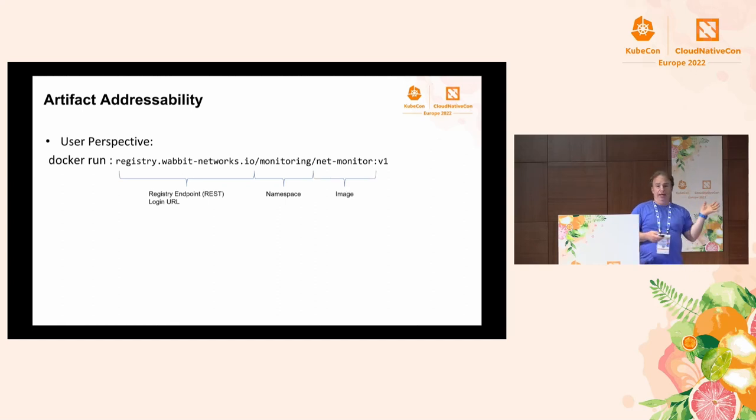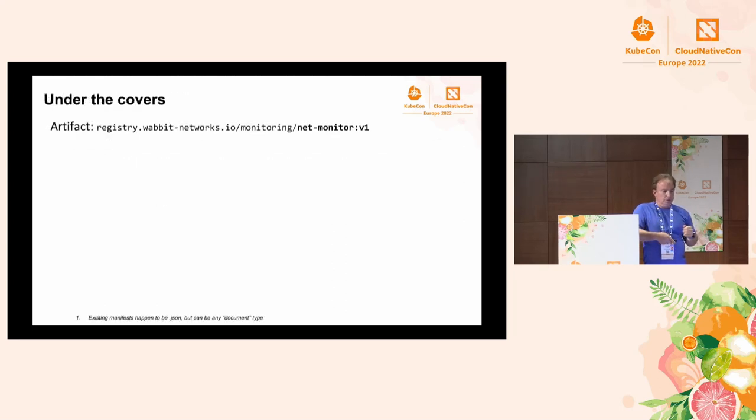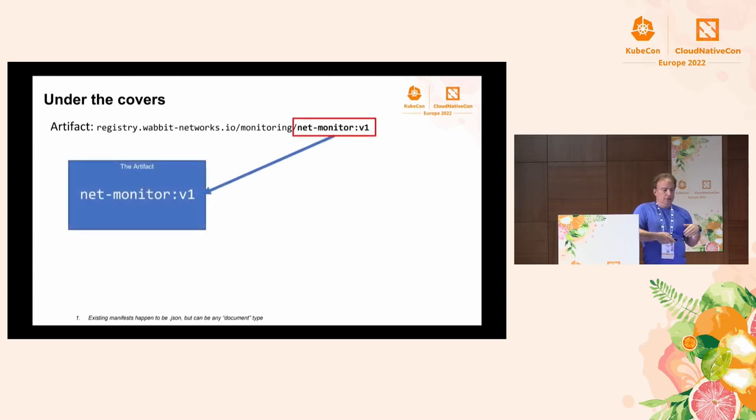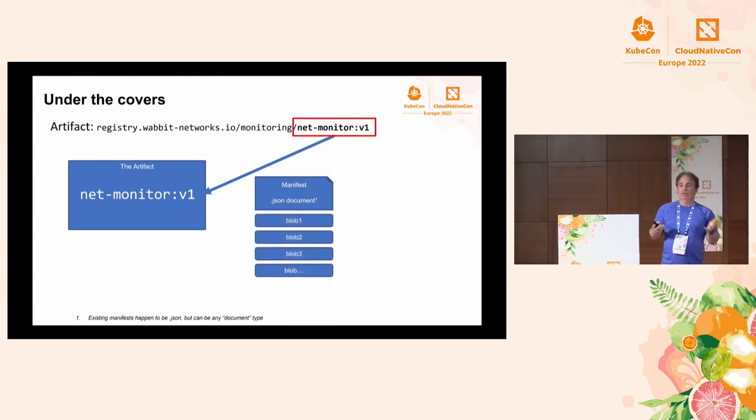Then we finally get to the actual image. And there's a version. Turns out, it doesn't actually need to be an image. It could just be what we call an artifact. So what's under the covers for all of this? That NetMonitor v1 image is backed by a manifest. A manifest is just a JSON document that has some descriptive information about it. It's intentionally lightweight, and we'll talk about that a little bit more.